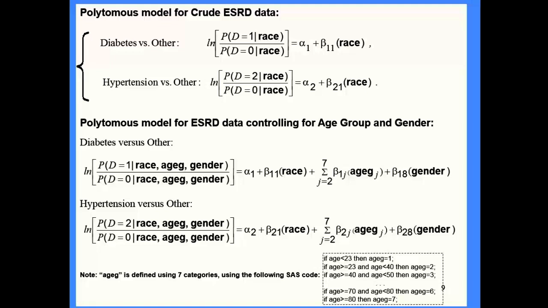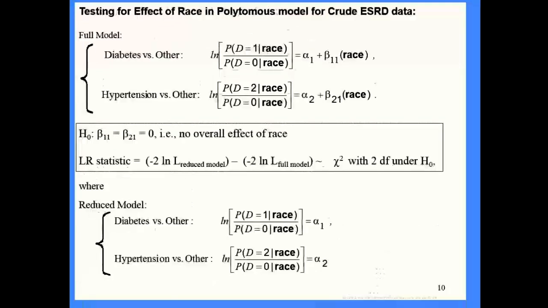It's really not that bad. Now, in fact, that's what I've said. If you're looking at the crude model, the full model is this. The reduced model only has the intercepts. The null hypothesis is that the 2 betas are equal to 0, and the likelihood ratio statistic will have 2 degrees of freedom. That's what I just said, just showing it to you again.